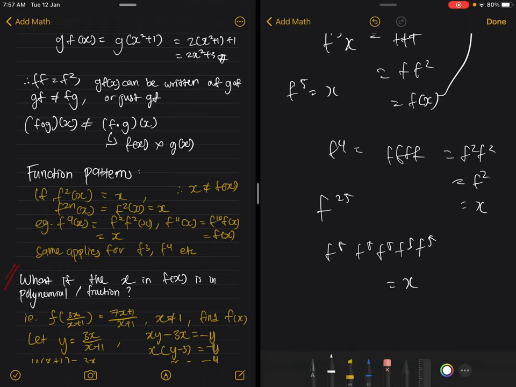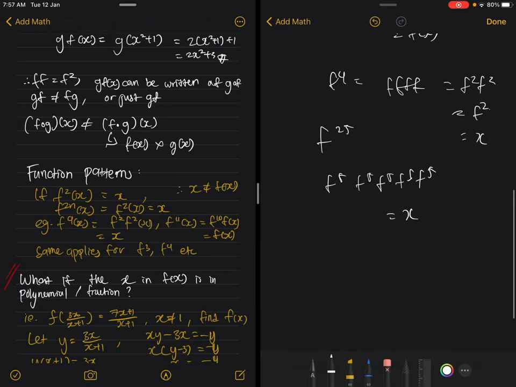But Anas, what if I only discover a pattern at f2 and it asks for f7? Well, you already know what f is, right? You can only get the pattern when you know what the original function is. And f7 equals f6. f6 is f2, so it's x. You see where I'm going here?